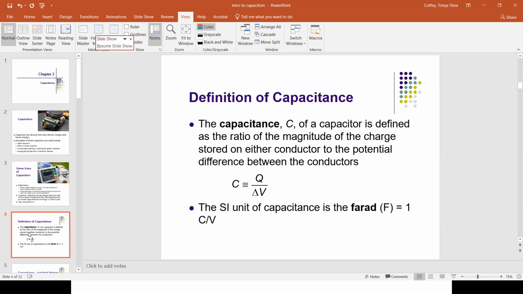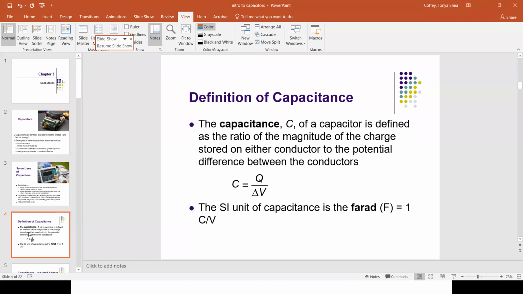Now we're going to use an equation to define the capacitance. The capacitance symbol that we'll use is a capital C. And the capacitance C of a capacitor is the ratio of the charge stored on one of the plates of the conductor to the potential difference or voltage between those conductors. So C is equal to Q over delta V. And I'll get a little bit more specific about each one of those variables in turn in a second.